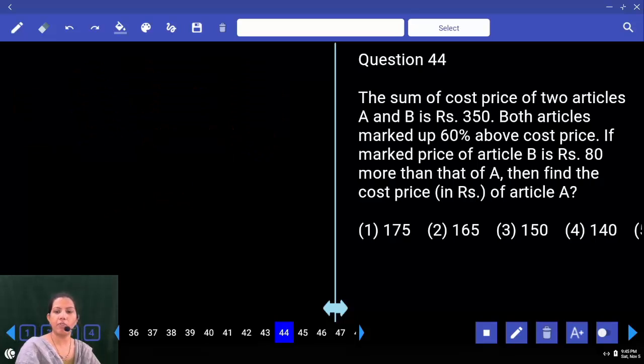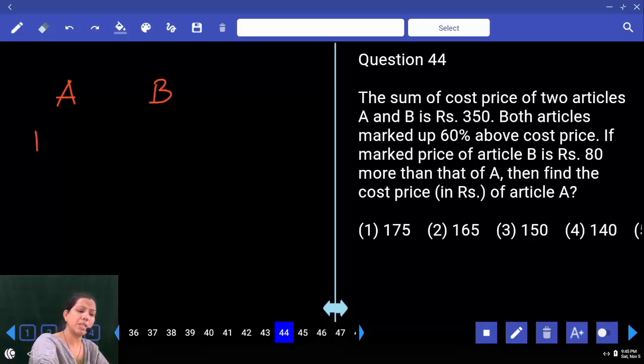Next question number 54. The sum of the cost price of the two articles A and B is 350. Article A cost price and article B cost price together is equal to 350. So my assumption, A cost price is A only and the B cost price is B only, and together is equal to 350. Both the articles are marked at 60% above the cost price.